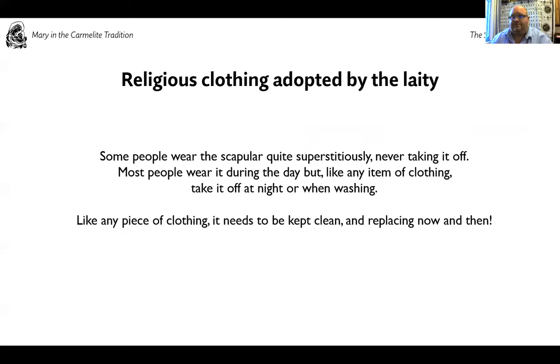Some people, it has to be said, are a bit superstitious about their scapulars, never taking them off. I find that it can get a bit sweaty and uncomfortable and needs to be changed and replaced now and then. Anyway, such things are up to the individual, really.